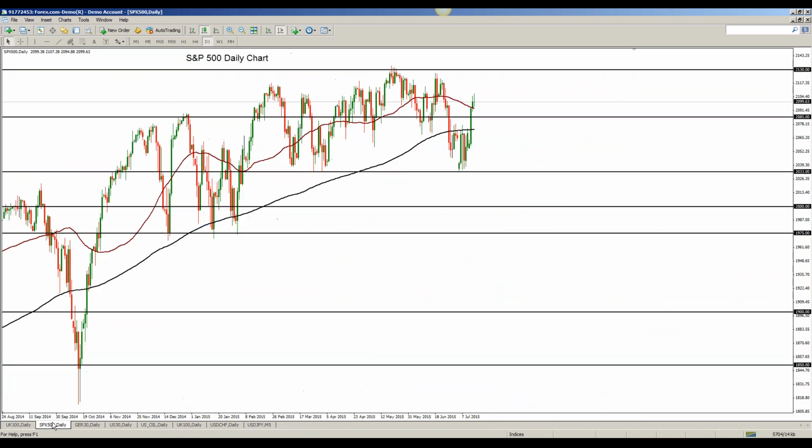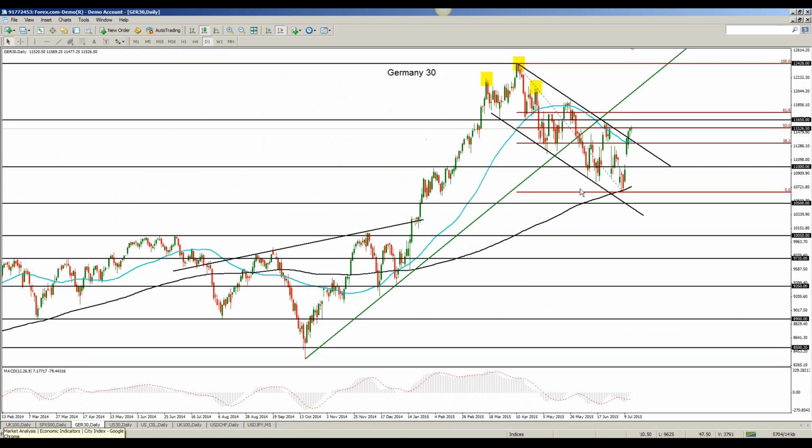Let's see. S&P 500 is strong, surprisingly. But German DAX, I'm looking for a move back down. I don't think this breakout is really that real. So I'm looking for this breakout of this channel. I'm looking for a pullback back down towards lows. Let me take a look at the.